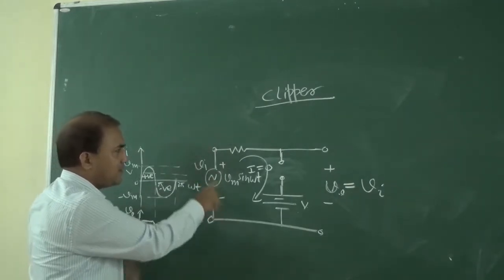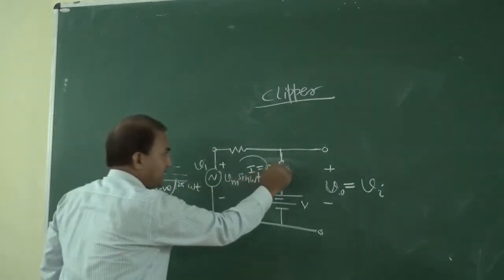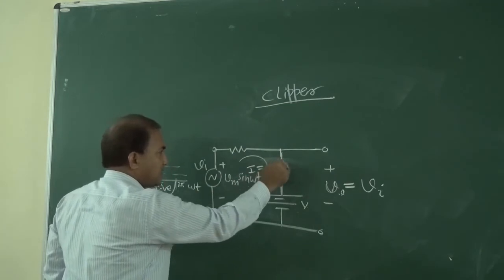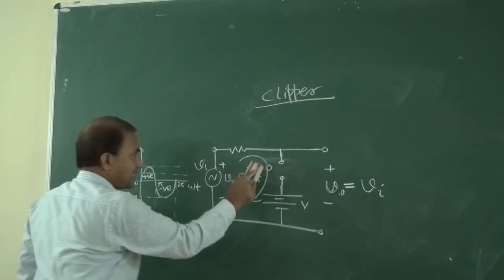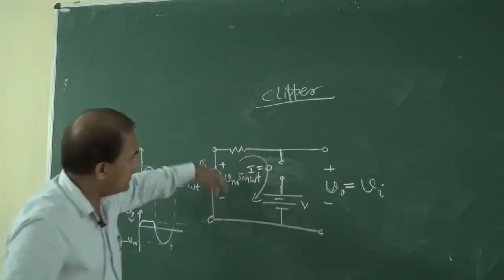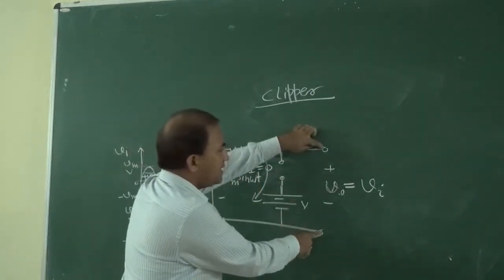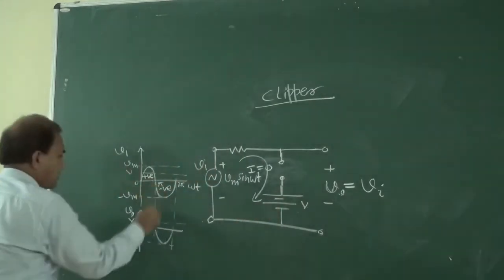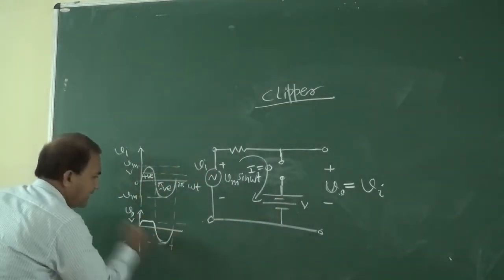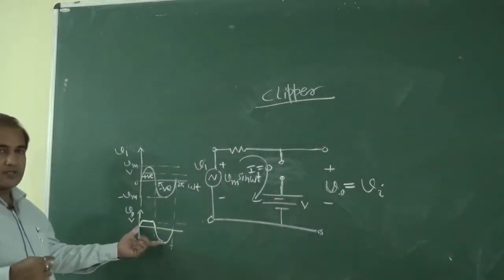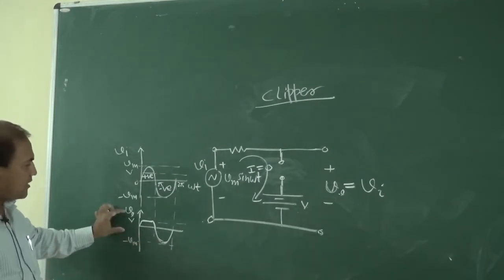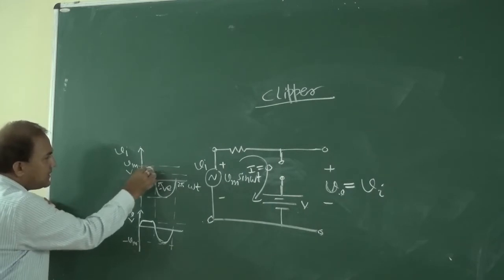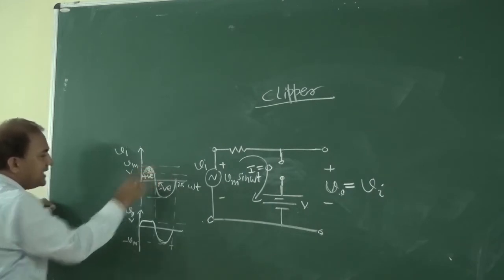For the negative half cycle, this diode is in reverse bias condition, so it is completely off. So we can say that I will be equal to 0, but here V0 is equal to Vi. So the signal will be like this. Okay, so we are seeing the output. In the output, only this part is clipped.